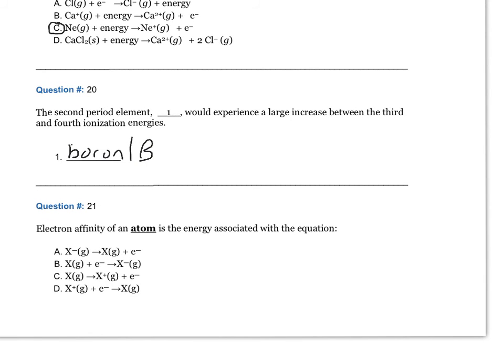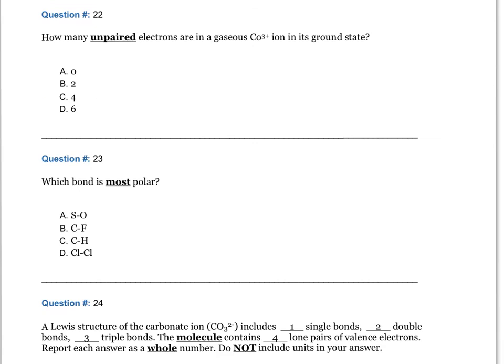Next question. Electron affinity of an atom is the energy associated with the equation. The answer is B. How many unpaired electrons are in a gaseous cobalt 3+ ion in the ground state? The answer is C, 4.